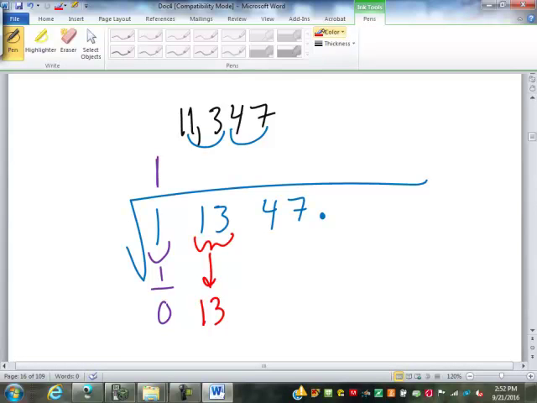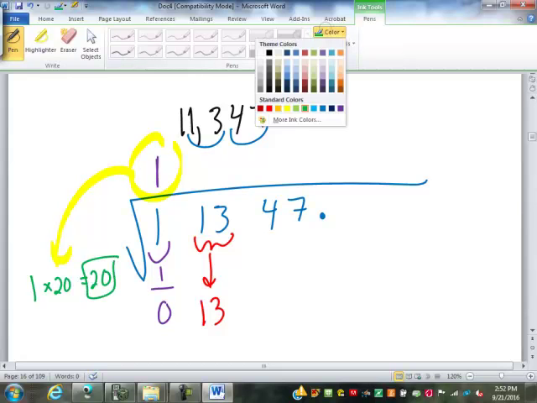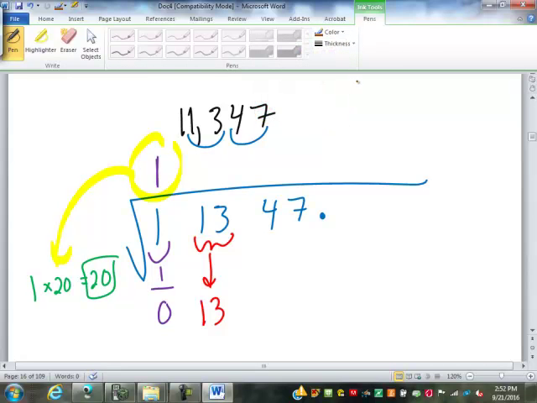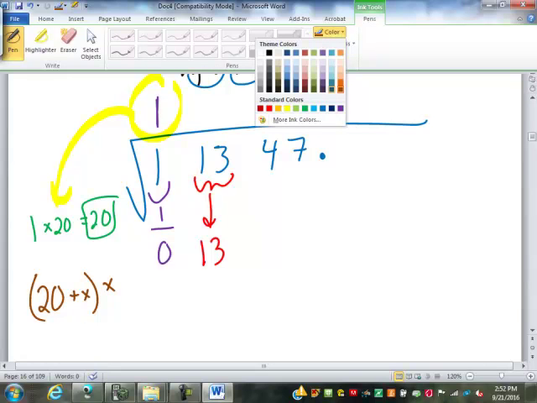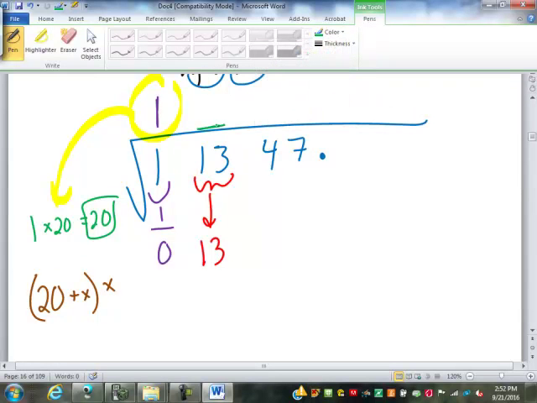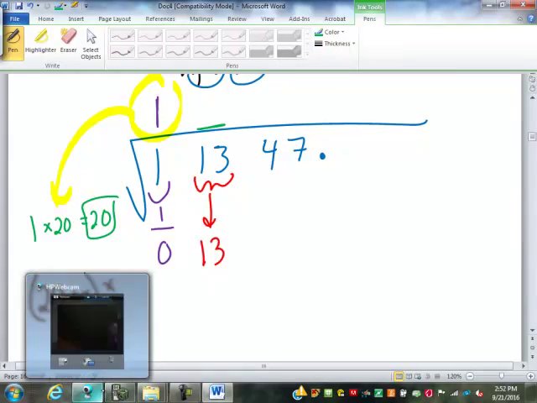This is where it gets pretty dicey. I take what I currently have for my answer, in this case 1, times 20, which is 20. So in my next step, hopefully none of you are writing this down. In my next step, I'm going to take 20, and the formula is plus x and times x. So what that means is the next number that's going to go up here has to make this work so that it's smaller than 13. Well, is that going to work?